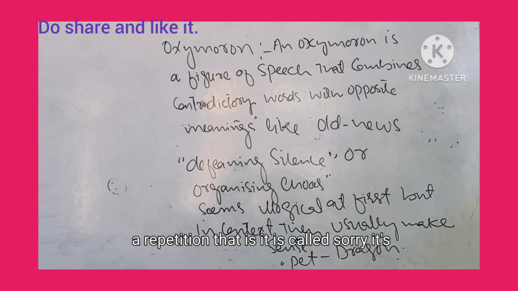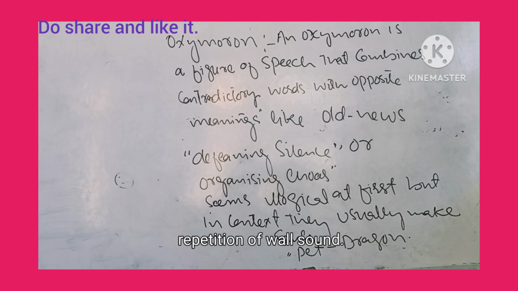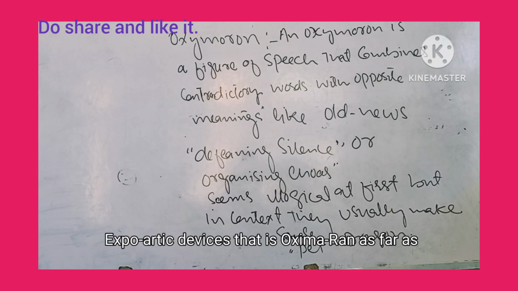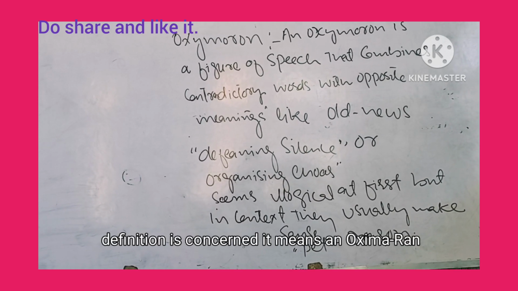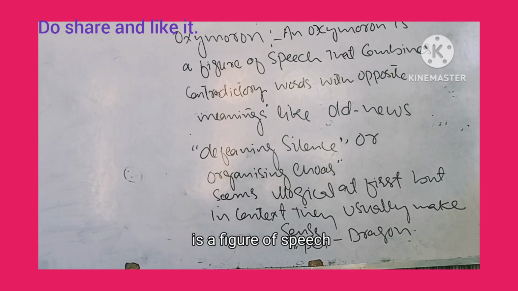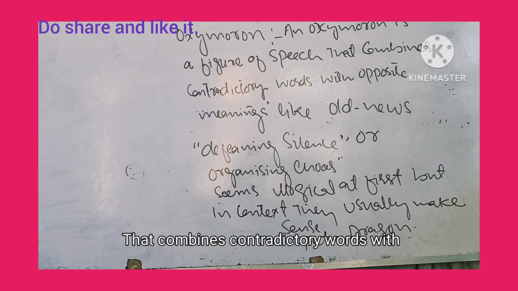Next is the oxymoron. As far as its definition is concerned, an oxymoron is a figure of speech that combines contradictory words with opposite meanings, like old news, deafening silence and organizing chaos.